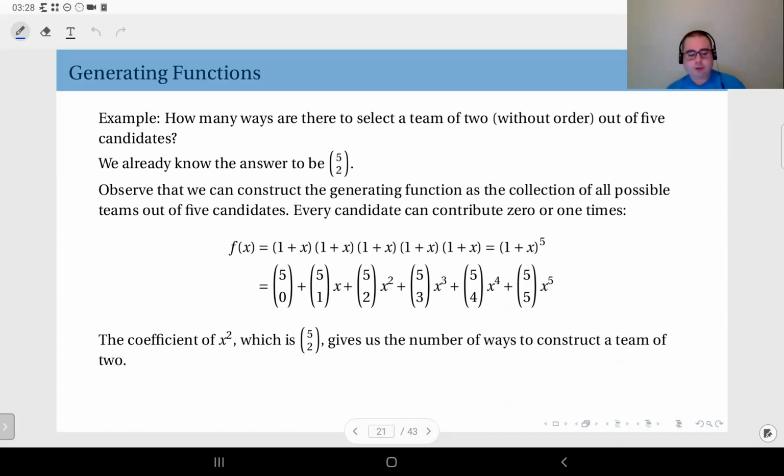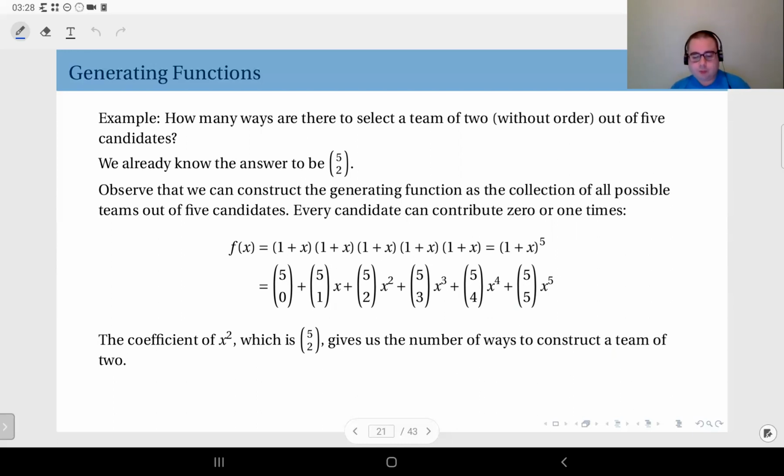This is a familiar question because we know the answer, but I'm going to show you how you can actually solve this using generating functions. Maybe it's not the easiest way, but this should give you an idea about how this is working. And it will also tie in with the convolution idea.